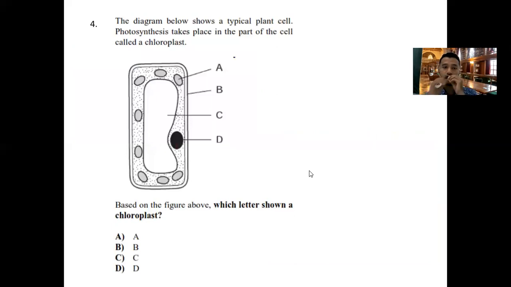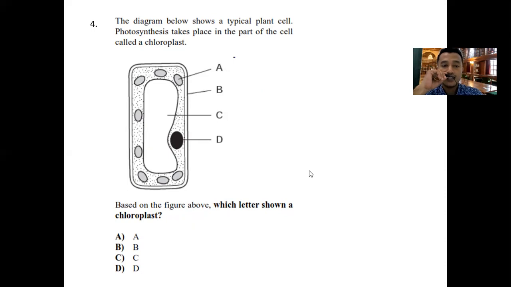All right, next question in here. You can see this is the diagram of plant cells. As you know, plant, animal, and fungi cells are really different based on their structure. The diagram below shows a typical plant cell. Photosynthesis takes place in the part of the cell called a chloroplast. If we label each part and give it a name, based on the figure above, which letter shows a chloroplast?